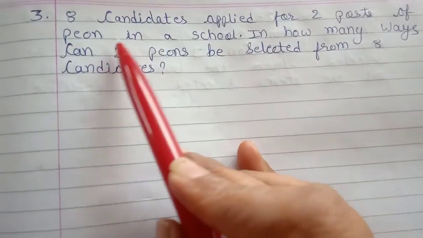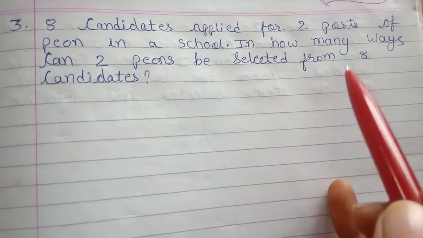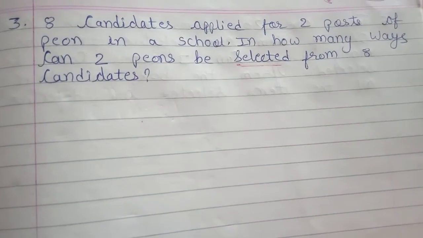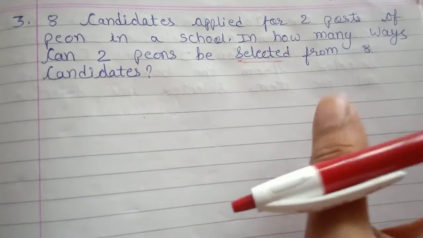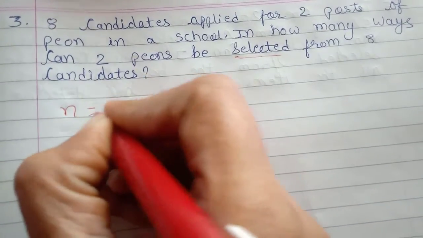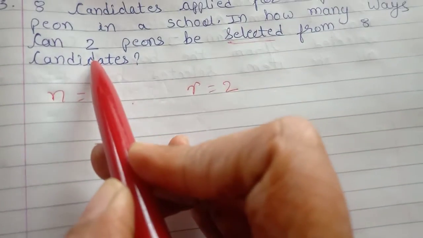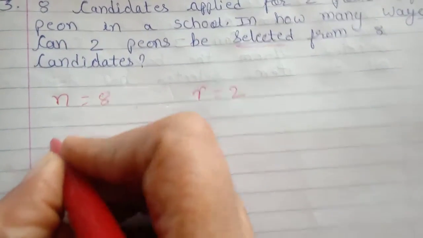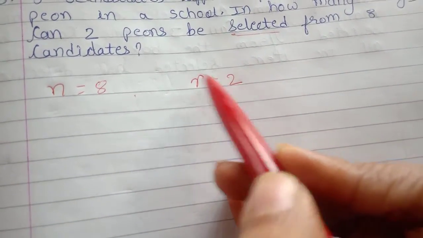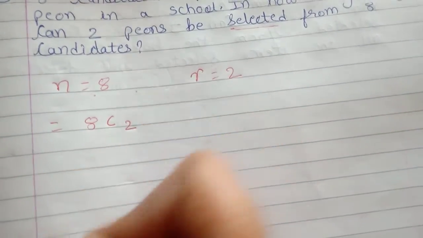Question number 3. 8 candidates applied for 2 posts of peon in a school. In how many ways can 2 peons be selected from 8 candidates? Now as I said, whenever selection is there, we have to use the combination formula, and whenever arrangement is there, we have to use the permutation one. Now here n is 8 and we have to select 2 candidates or 2 peons from this. That is, total number of combinations for selecting 2 candidates for the post of peon out of total 8 candidates is 8C2.